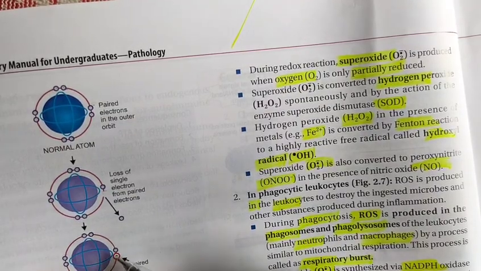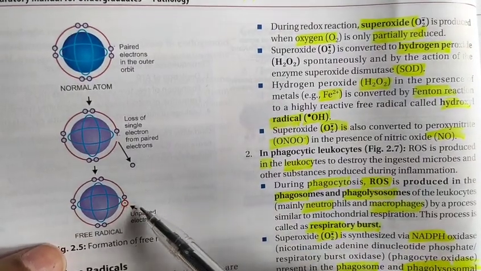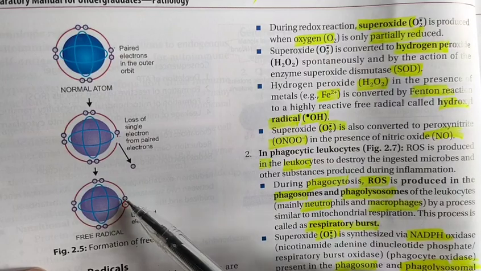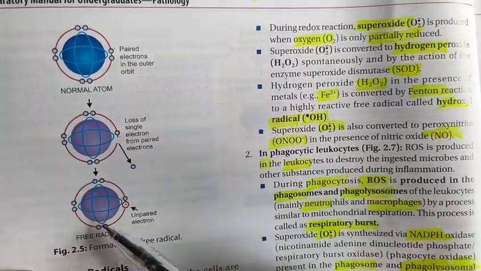In order to satisfy this valency, the unpaired electron tries to react with other molecules and destroy them and make them also free radicals. So there is one unpaired electron in the outermost orbit. Any unpaired electron in the outermost orbit is known as a free radical. This is the formation of a free radical.